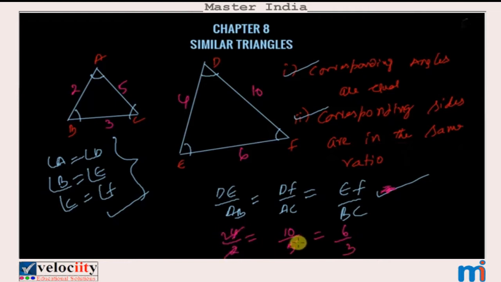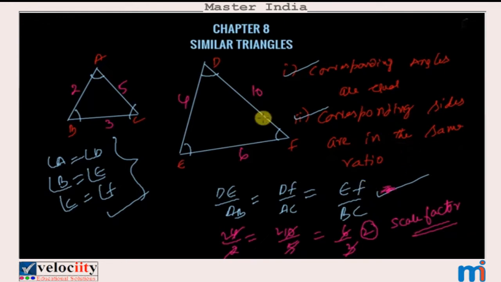So we see here that the ratio is the same: 2, 2, 2. The ratio is 2. This 2 is known as the scale factor.